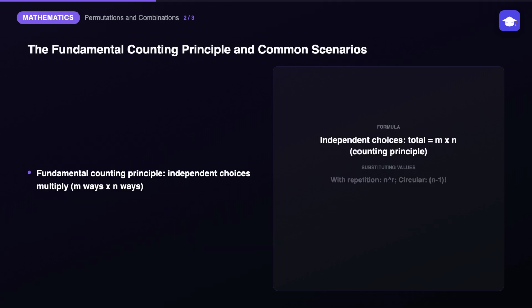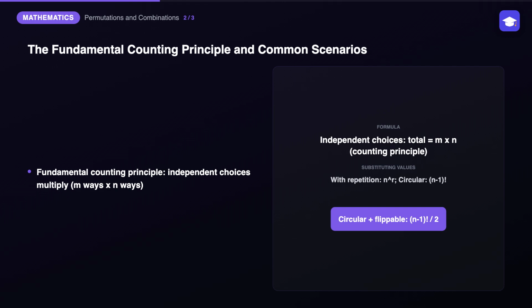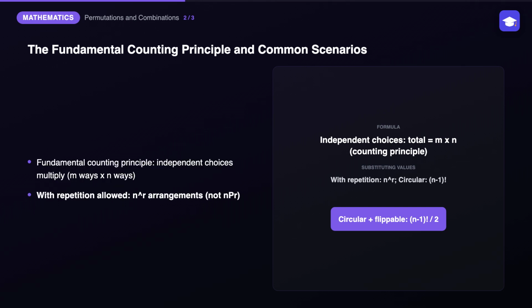The fundamental counting principle underlies everything. If one task can genuinely be done in m ways, and a second, independent task can be done in n ways, then both tasks together can genuinely be done in m times n ways. This multiplication principle extends directly to any number of successive independent choices.